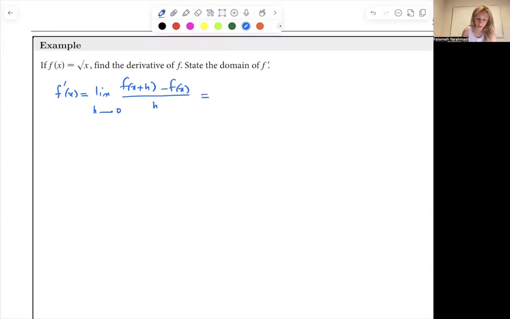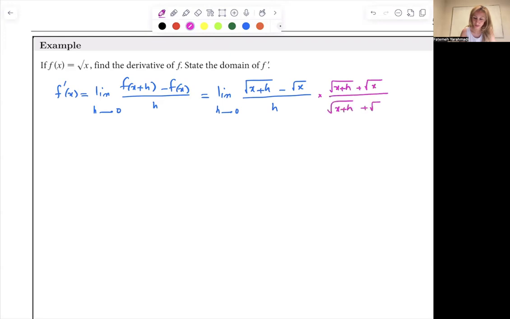Well, this becomes the limit of, wherever we see x, we're going to use x plus h. So we get square root of x plus h minus square root of x, which is the exact same function, divided by h as h goes to 0. Here we're going to use the conjugate. We're going to multiply both the numerator and the denominator by the conjugate of the numerator. The reason is if you plug in 0, you get 0 divided by 0, which is an indeterminate form. So we multiply by the conjugate.